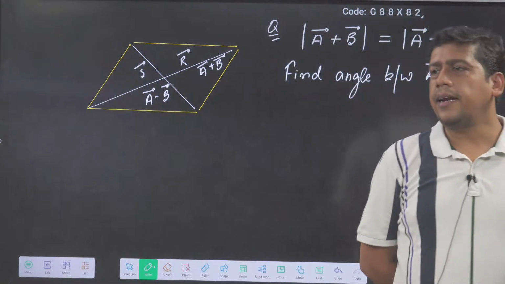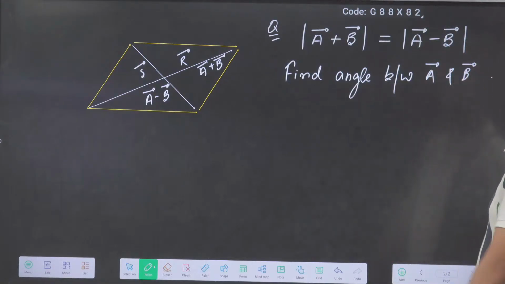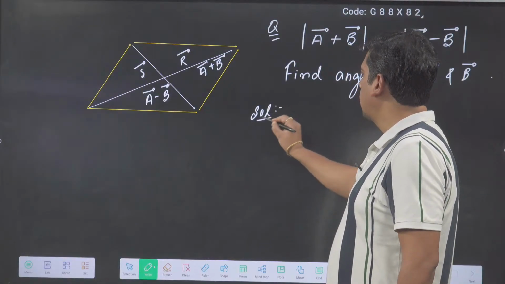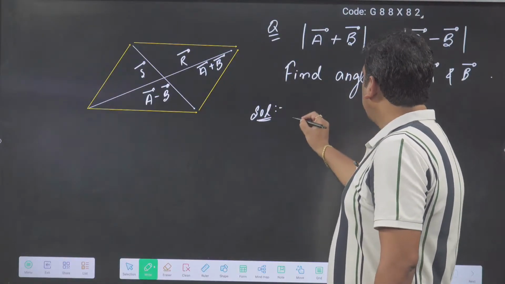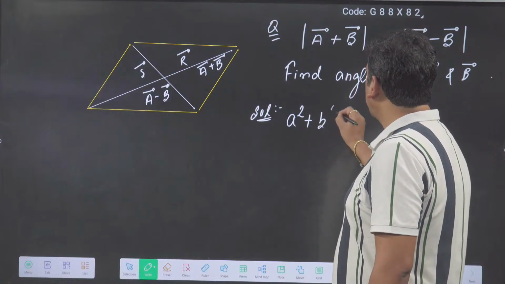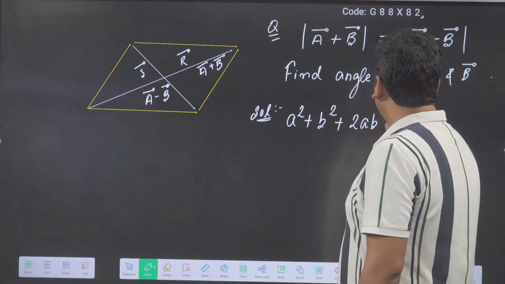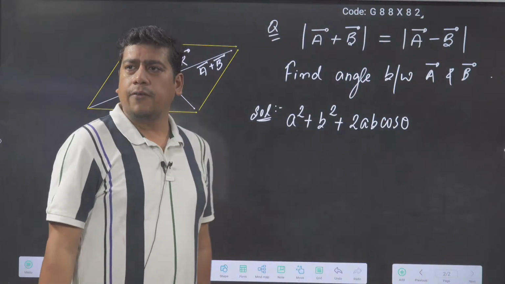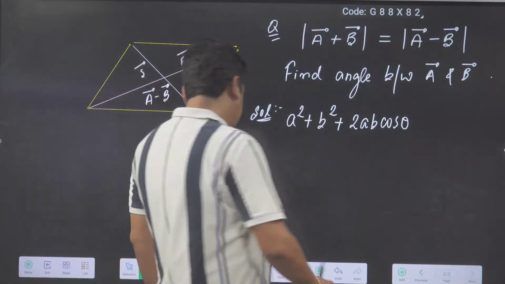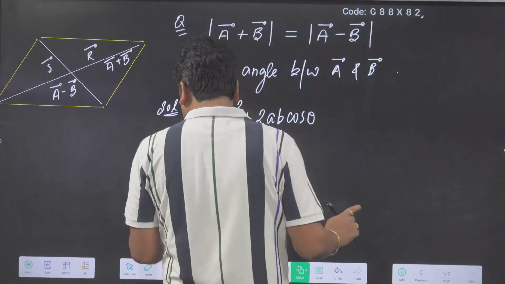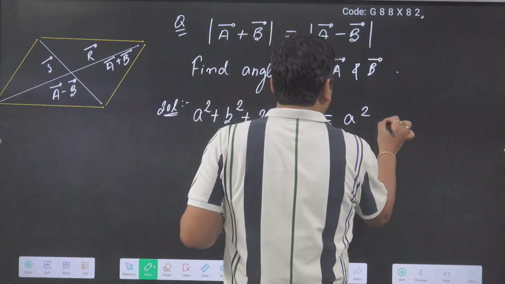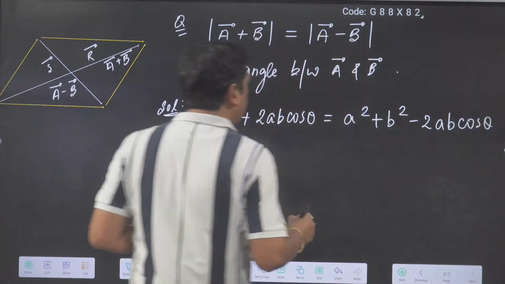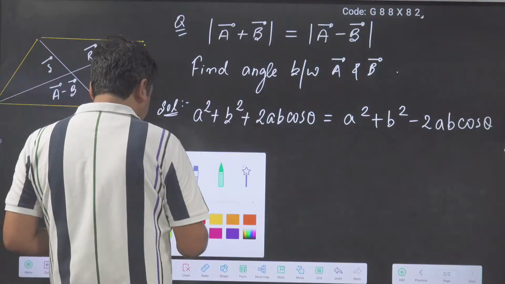Puranjali, 90 degree is correct. See, two methods. First, the magnitude of a vector plus b vector is a square plus b square plus 2ab cos theta. And the magnitude of a vector minus b vector is a square plus b square minus 2ab cos theta. What gets cancelled? A square plus b square gets cancelled.